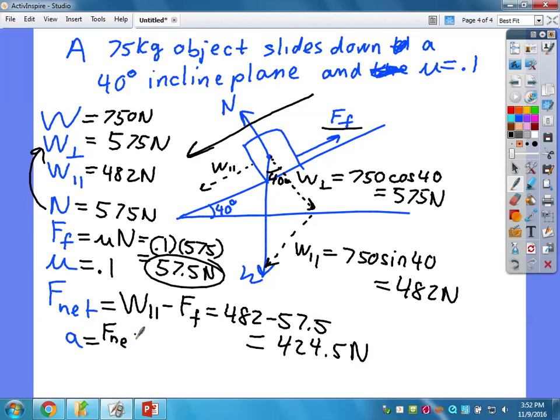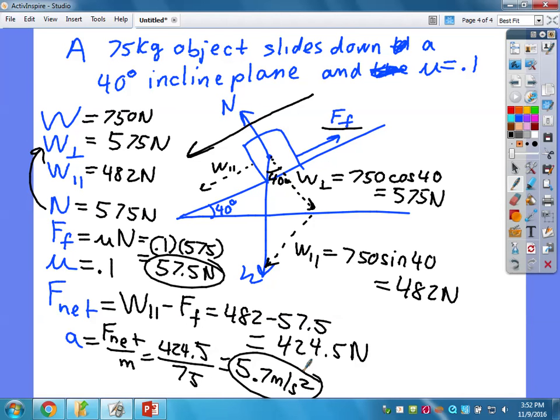So my last question is, what's the acceleration? Acceleration is net force over mass. So 424.5 over 75 will give me an acceleration, not velocity, of 5.7 meters per second squared. So accelerating pretty quickly down this inclined plane. All right, that's basically it. You don't always have to have friction. Be prepared for problems where there is no frictional force, which means this is 0, and the net force will equal the parallel weight. Net force will equal parallel if there is no friction, because that's what's going to bring it down the inclined plane.